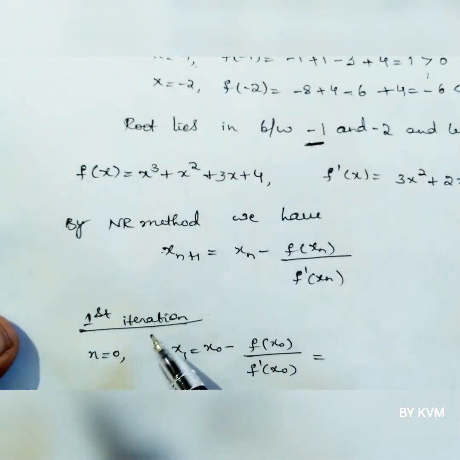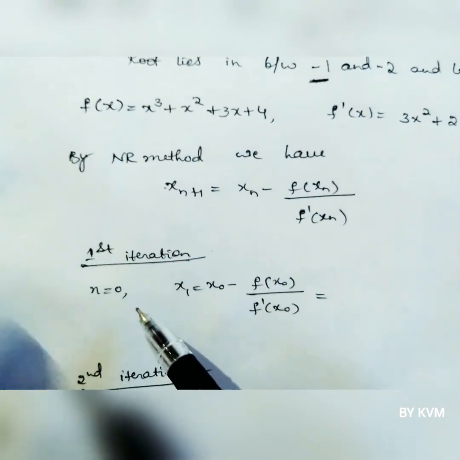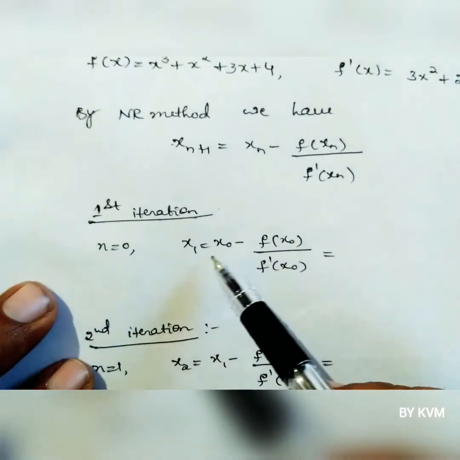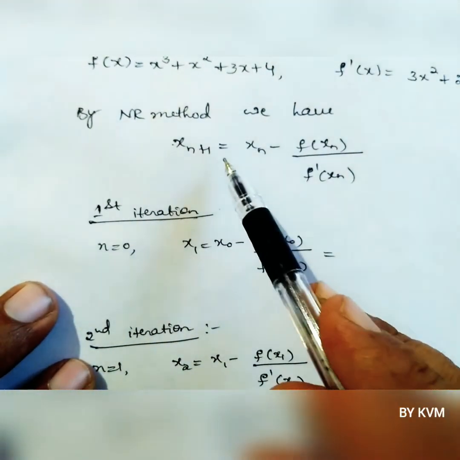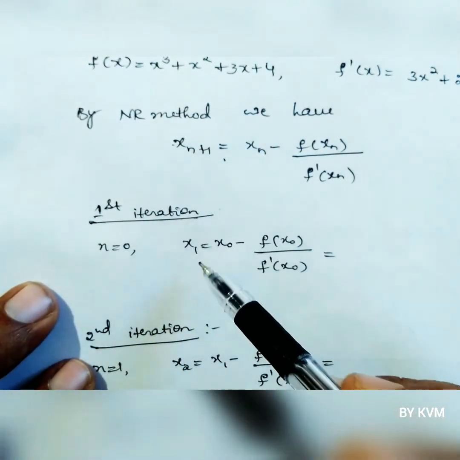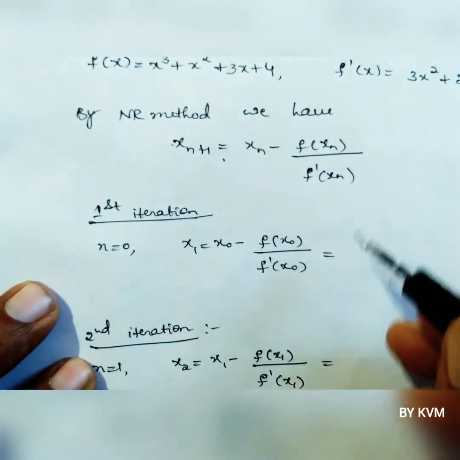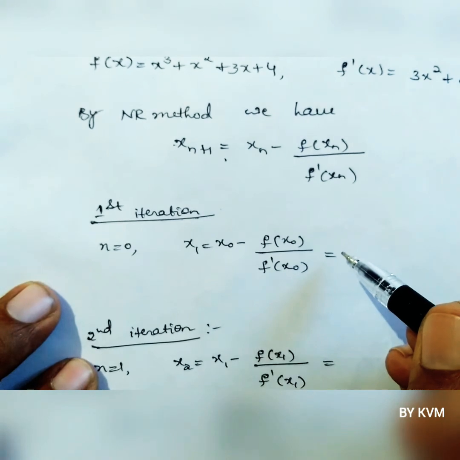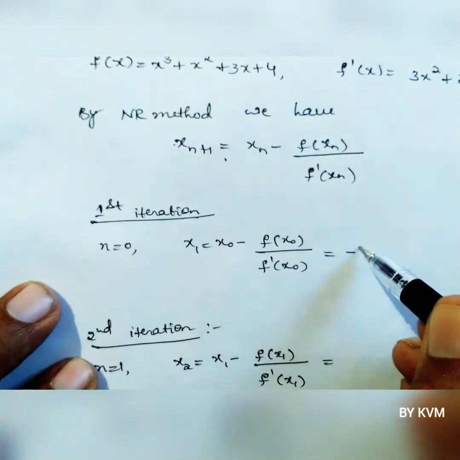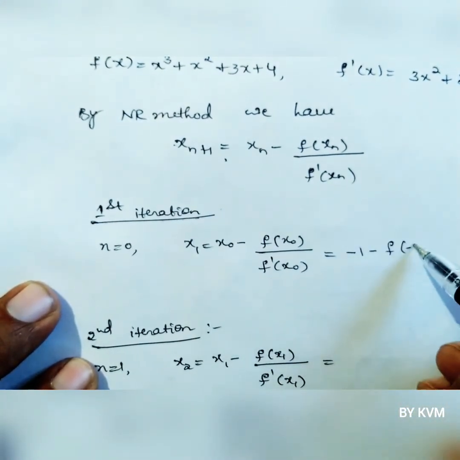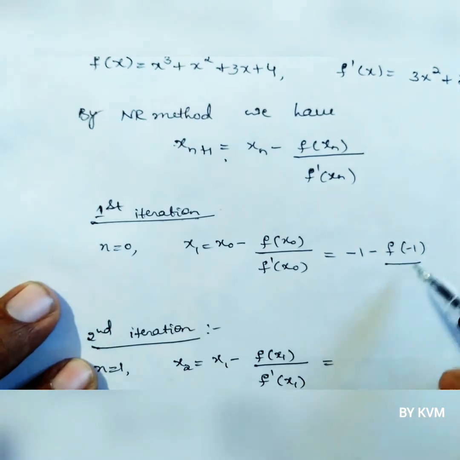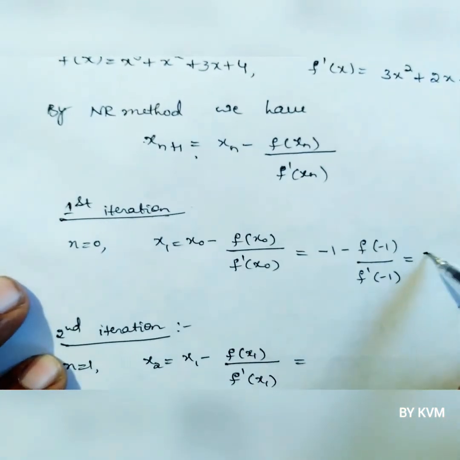So now, first iteration, put n equals 0. So the formula becomes, when you take n equals 0, x1 equals x0 minus f of x0 by f dash of x0. So what is x0? We have taken x0 as minus 1. So x1 equals minus 1 minus f of minus 1 by f dash of minus 1.